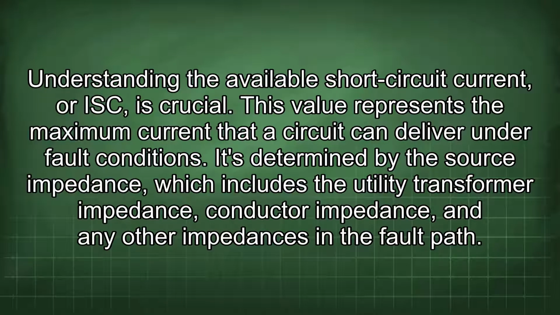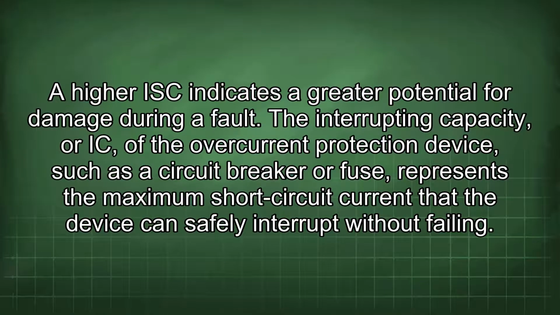Understanding the available short-circuit current, or ISC, is crucial. This value represents the maximum current that a circuit can deliver under fault conditions. It's determined by the source impedance, which includes the utility transformer impedance, conductor impedance, and any other impedances in the fault path. A higher ISC indicates a greater potential for damage during a fault.